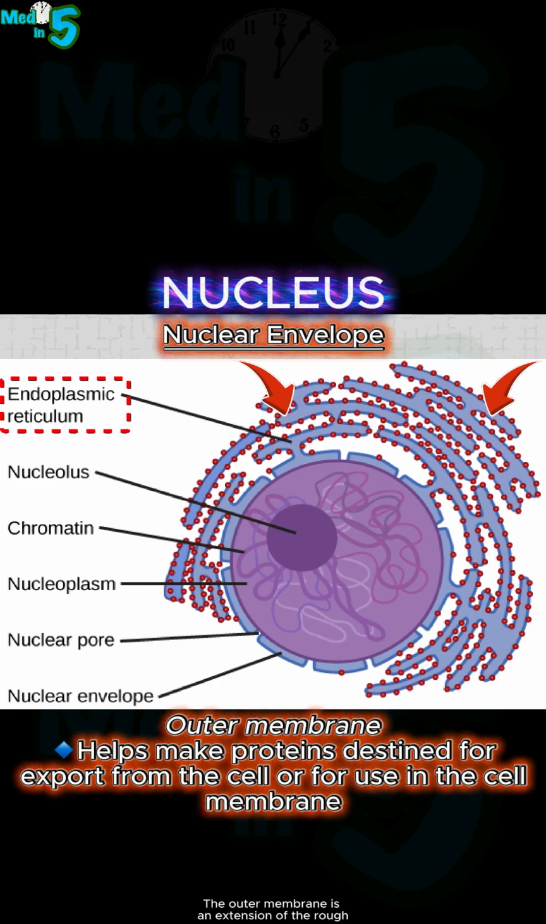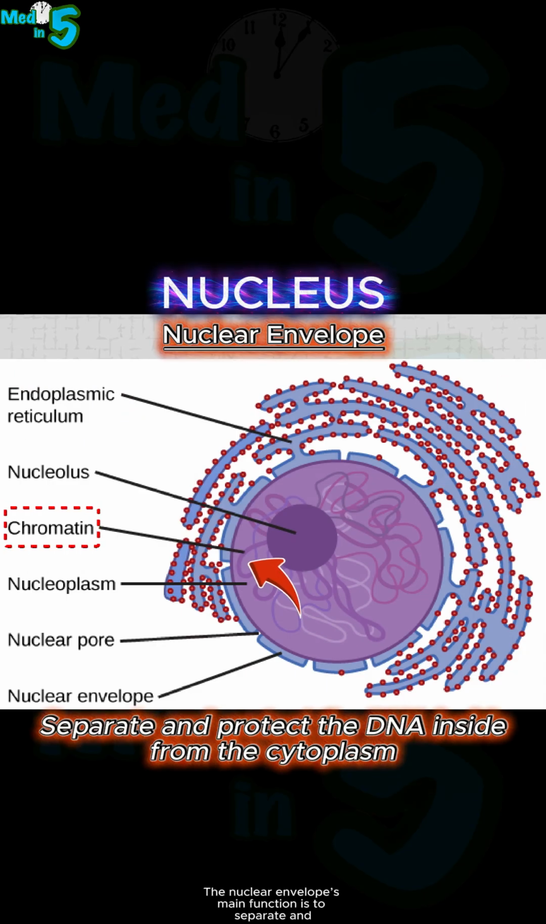The nuclear envelope, a double lipid bilayer with inner and outer membranes, surrounds the nucleus. The outer membrane is an extension of the rough endoplasmic reticulum, which is lined with ribosomes and helps make proteins destined for export from the cell or for use in the cell membrane. The nuclear envelope's main function is to separate and protect the DNA inside from the cytoplasm.